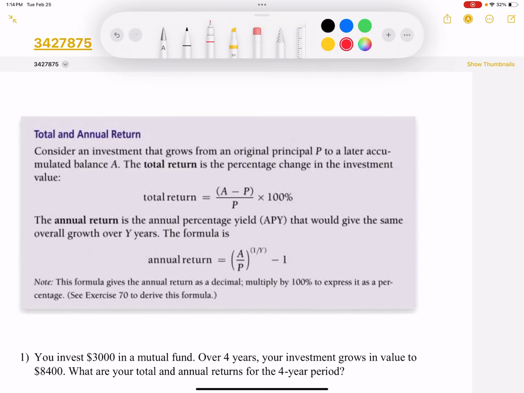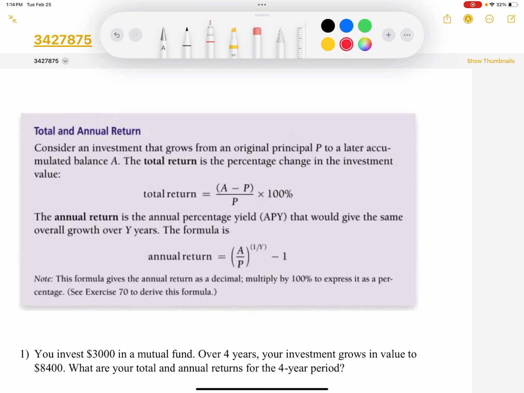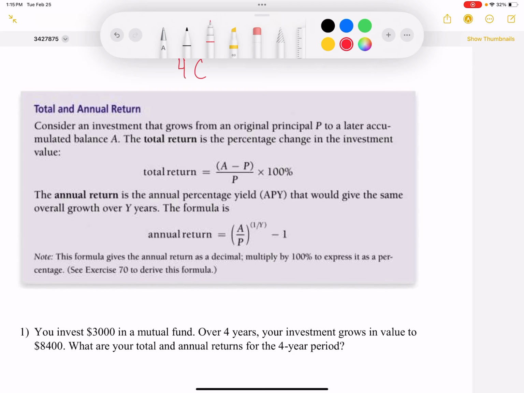All right, so the second part of chapter 4, 4C, right? This is still 4C, but this is talking about total and annual returns. So an investment grows from an original principal, right? So this is the original principal, and then you have the accumulated balance, A. All right, so P is the principal and A is the accumulated balance.